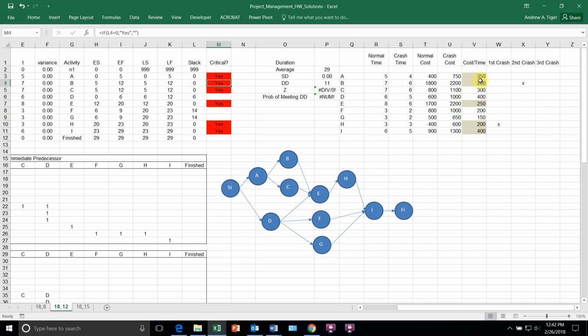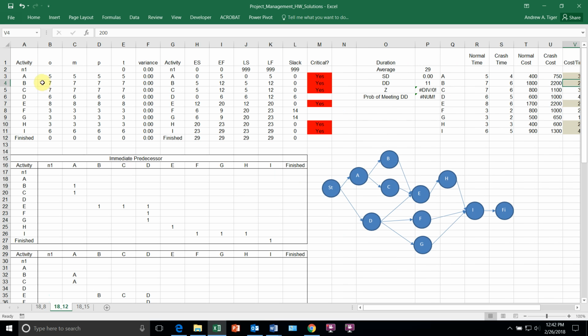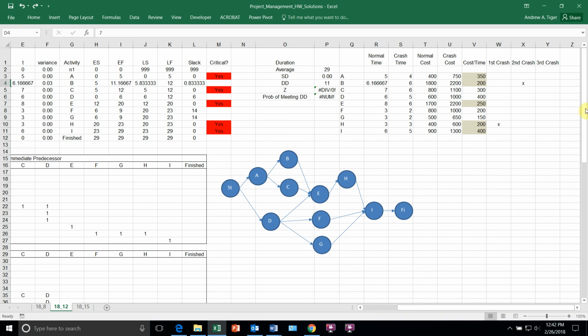I could go to B again and maybe crash it, but look what happens. If you crash B, you're probably not going to get a bang for your buck. As soon as you do this, the critical path jumps to activity C. So if I drop this one down to 6, it didn't help me at all because the critical path jumps through activity C. So that's not a good one, and I probably shouldn't crash activity C just because it's expensive.